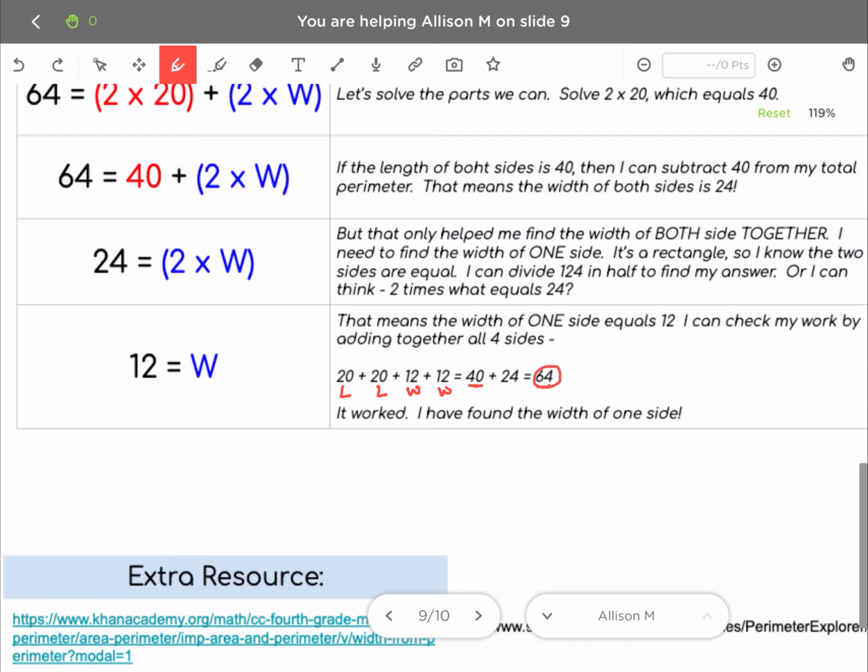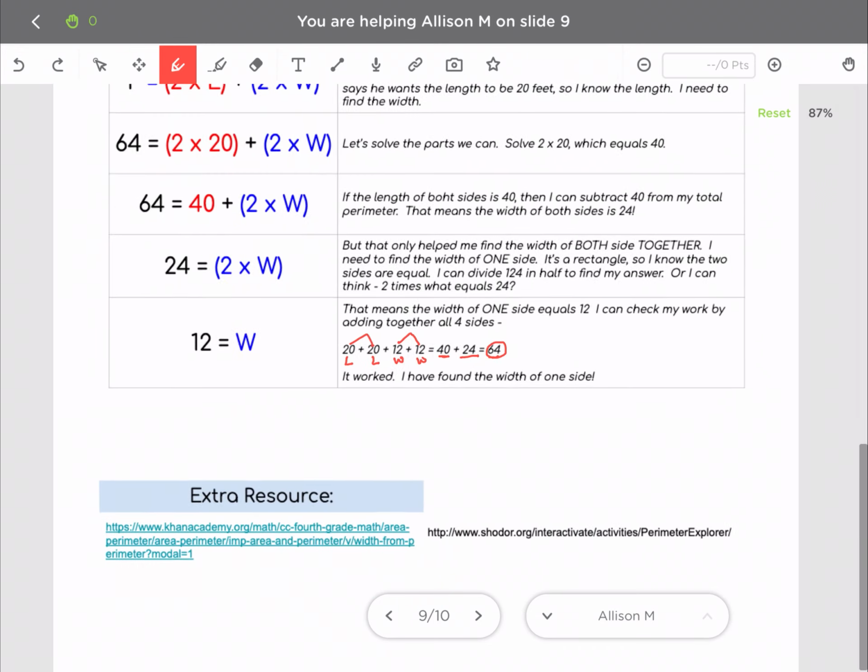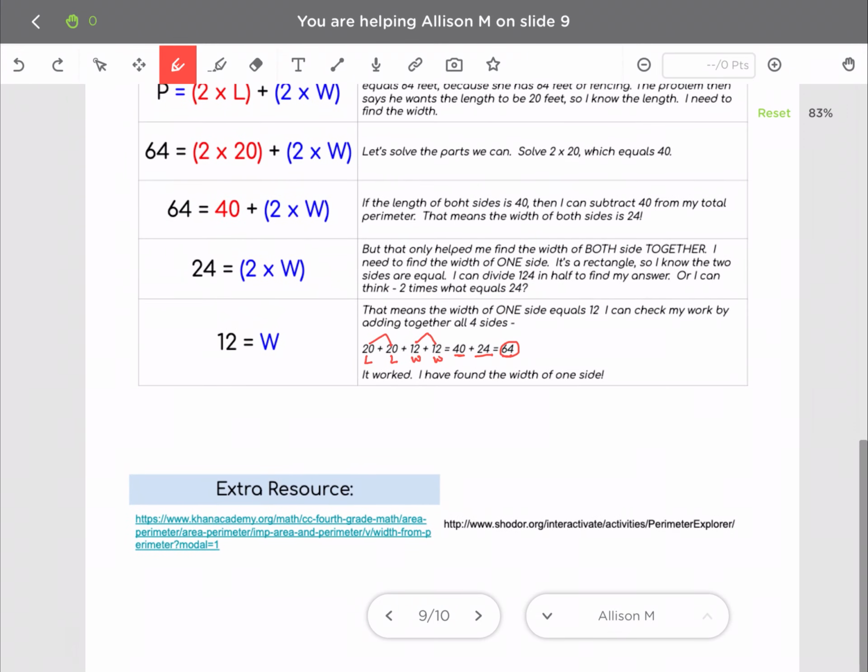And this 40 just means that they added these two together, and this 24 just means they added those two together. Alright, and there's a Khan Academy link for you guys. If you go to Khan Academy and you type in perimeter, it gives you a little more.